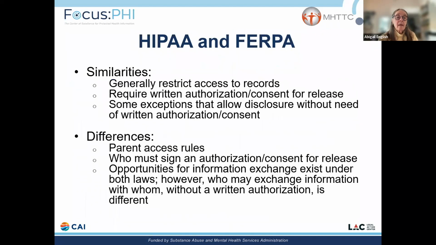So finally, there are some significant similarities between the HIPAA privacy rule and FERPA. Generally, they both restrict access to records and require written authorization or consent for release of records. And some exceptions under both laws allow disclosure without the need for written authorization or consent. But there are also significant differences. And those largely relate to parent access rules, who must sign an authorization or consent for release, and to opportunities for information exchange that exist under both laws, but who may exchange the information with whom without a written authorization is different. So those are all questions that have to be looked at on a case-by-case basis in specific situations.